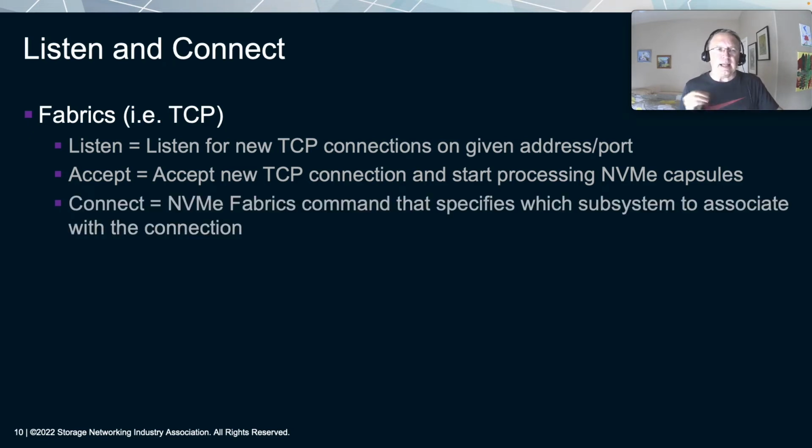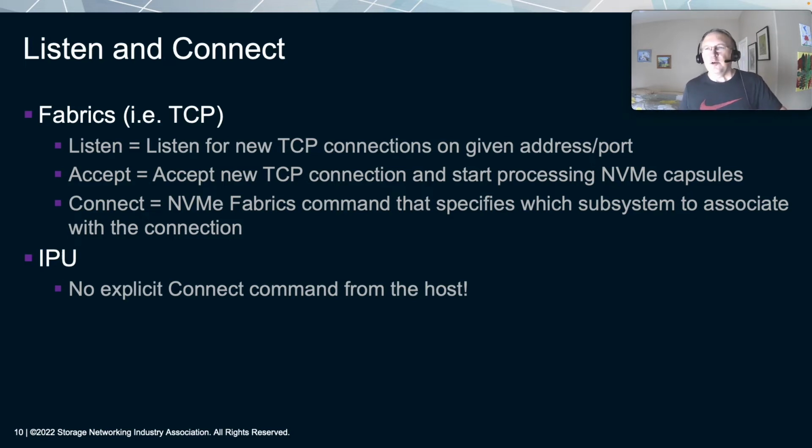And then connect. So we talk about the TCP connection. That's just at a TCP layer. Now we have the initiator and the target that can send bytes between each other. But at a higher layer, you have the NVMe Fabrics connect command, which basically is an NVMe capsule that says, I want to associate this connection with a certain NVMe subsystem on the target. And this NVMe Fabrics command is part of the spec. Every transport is required to send this to do that association.